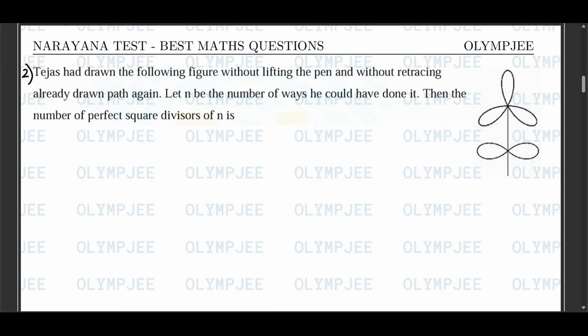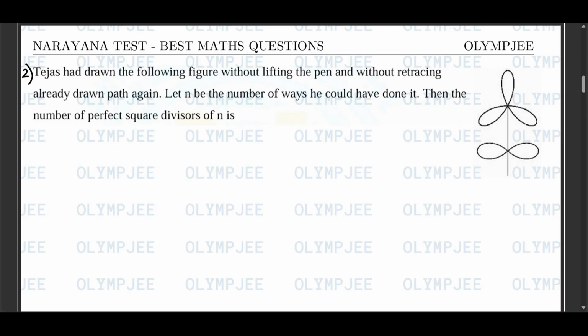So the second question says that Tejas had drawn the following figure without lifting the pen and without retracing already drawn path again. Let n be the number of ways he could have done it. Then the number of perfect square divisors of n is.